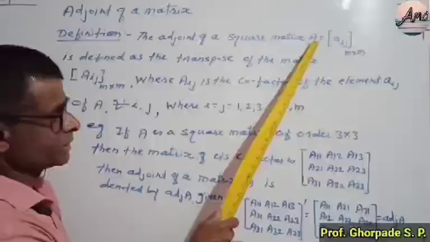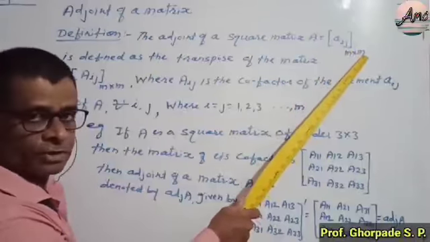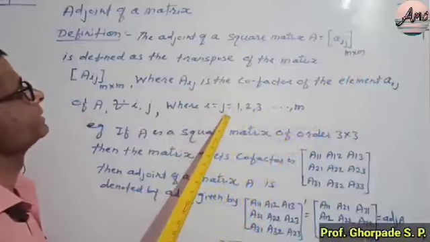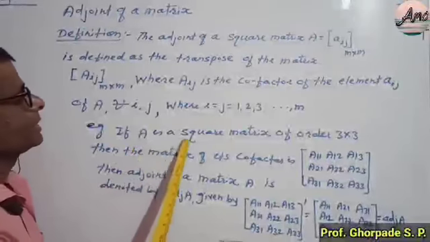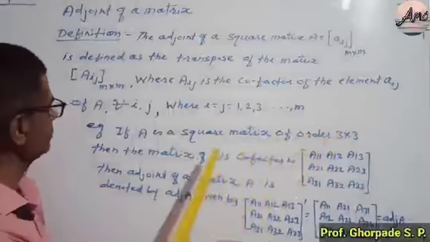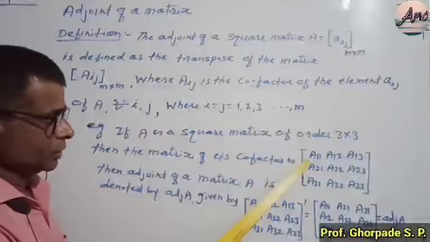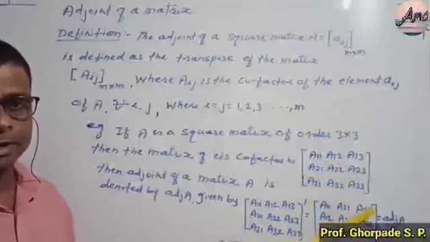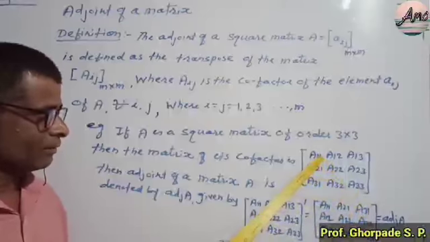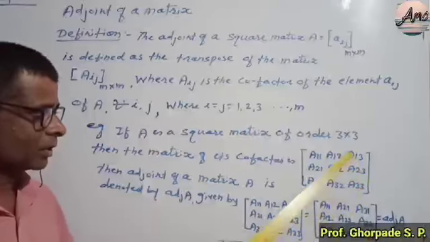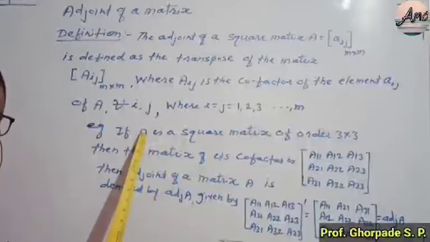Since A is a square matrix, the number of rows and the number of columns should be the same. So that's why i and j are from 1 to m. Say for example, if A is a square matrix of order 3 by 3, then the matrix of its cofactors is given by A11, A12, A13, A21, A22, A23, A31, A32, A33. These capital A11, A12, A13 to A33, these are what? The cofactors of the elements of the matrix A.